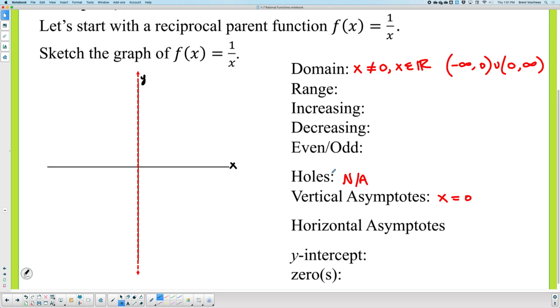Okay, from here, I'm going to move on, and I'm going to do horizontal asymptotes. And this time, it's actually going to be singular, so I'm going to take that away, that S. And this is also vertical asymptote. There's only one of them, so I'll take away the plural.